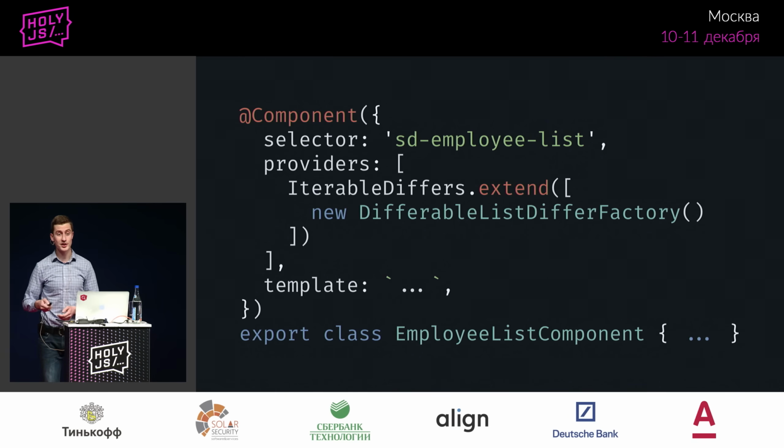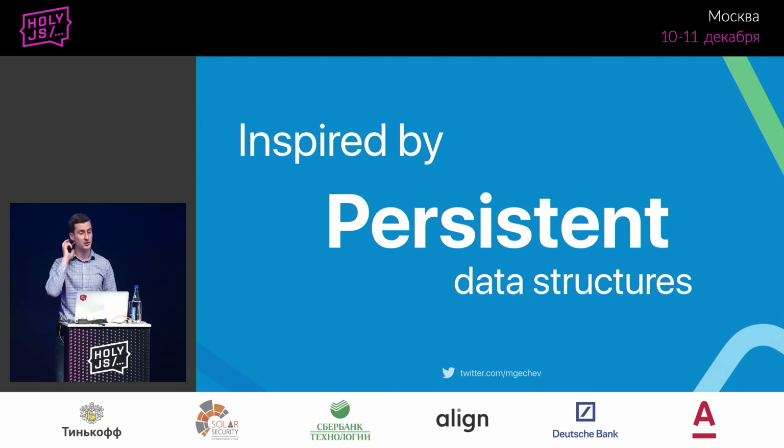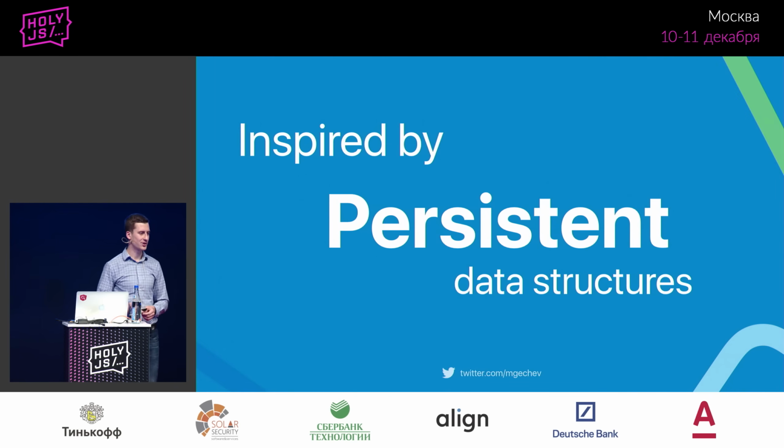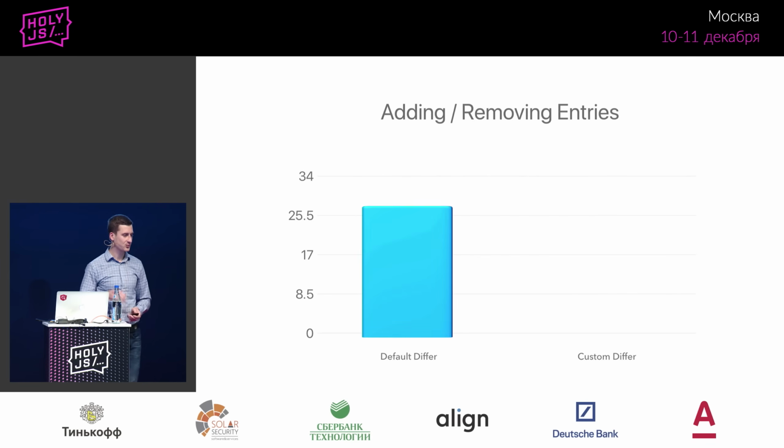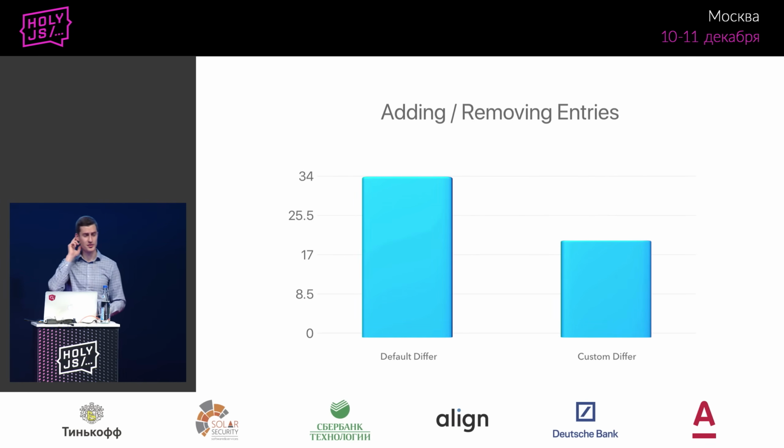In fact, this data structure is inspired by persistent data structures, which is a concept from functional programming again, where we can do some crazy stuff, like we can do time traveling, we can fork some universes. It's pretty cool. So I would recommend you to take a look at this. And here is the performance improvement. We have about 30% improvement, which is not bad.